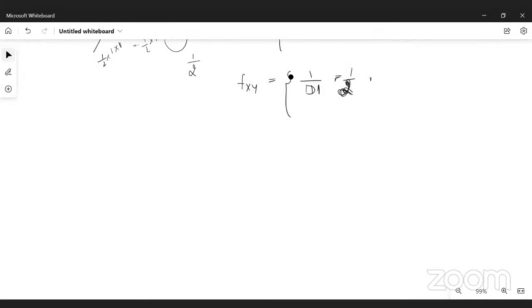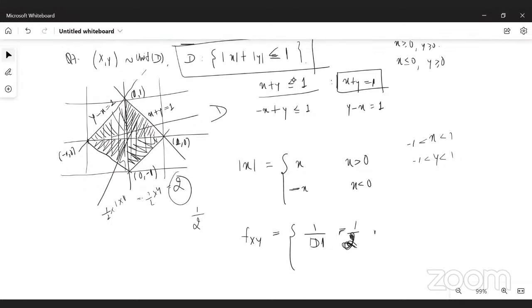I have a question, ma'am. What was the other question? Why is the first option incorrect? These are the ranges: for region D, X is between -1 and 1, and the same holds for Y. So if we say that X lies between -1 to 1, we are just looking at the range and not the region. Got it, ma'am. Thank you.